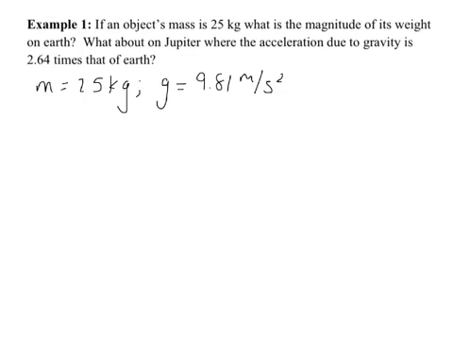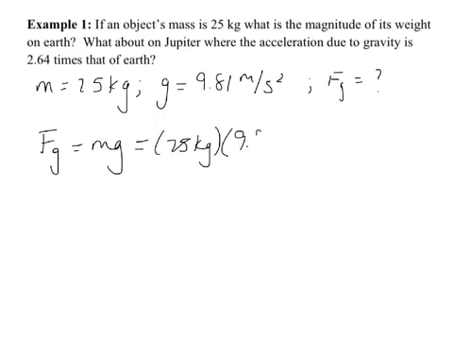Alright, what are we trying to figure out? What is the weight of the object on Earth? So we're trying to figure out what Fg is on Earth. And then we're going to do the same thing and find Fg but on Jupiter. So remember, Fg equals mg, so we just plug in 25 kilograms times 9.81 meters per second squared, giving us a weight on Earth of roughly 245 and a quarter newtons.